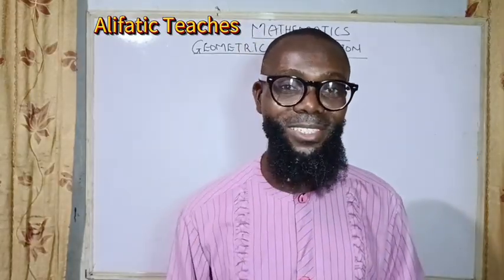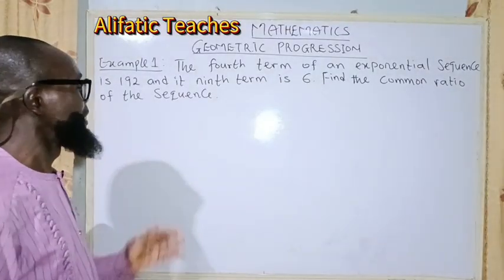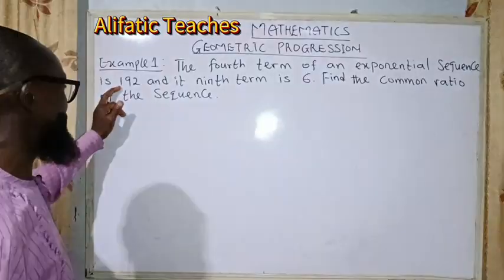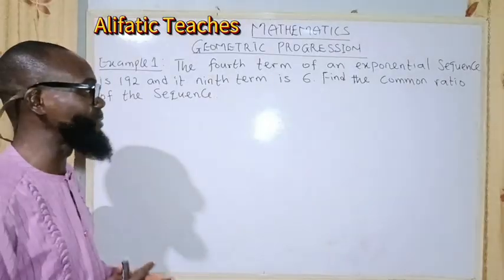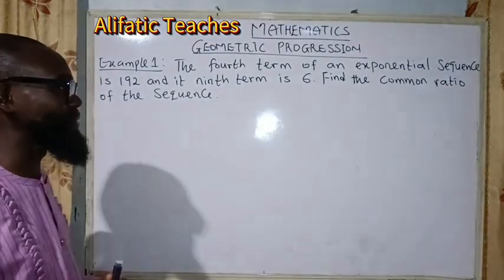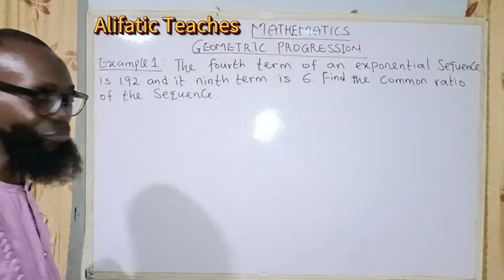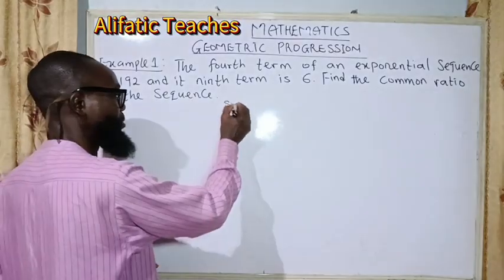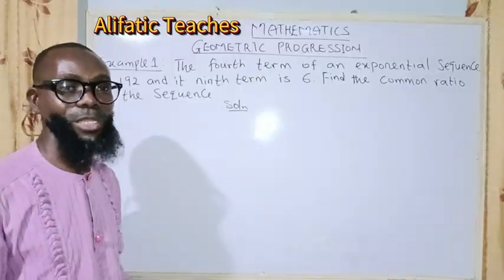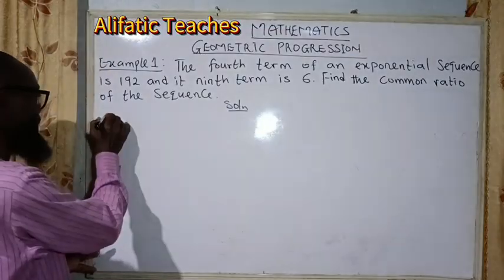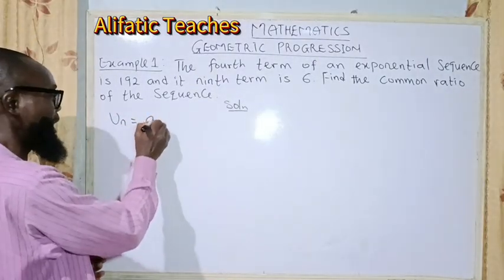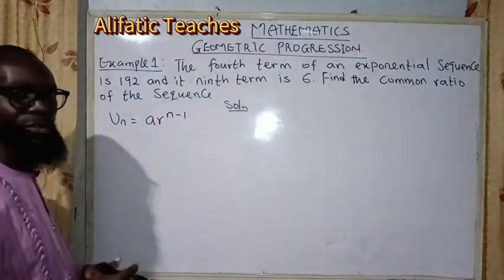So let's dive in. Example 1. The fourth term of an exponential sequence is 192 and its ninth term is 6. Find the common ratio of the sequence. Now, if we recall from our previous class, the formula for calculating the nth term of a geometric progression is given as Un, or you represent as Tn, equals ar raised to power n minus 1.